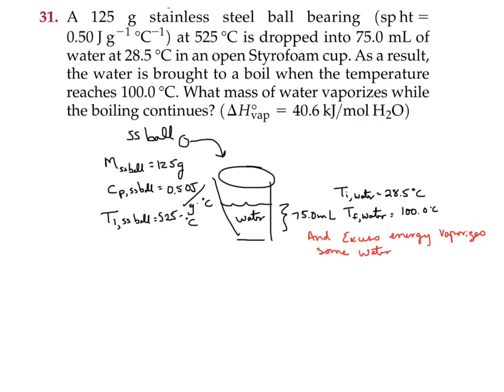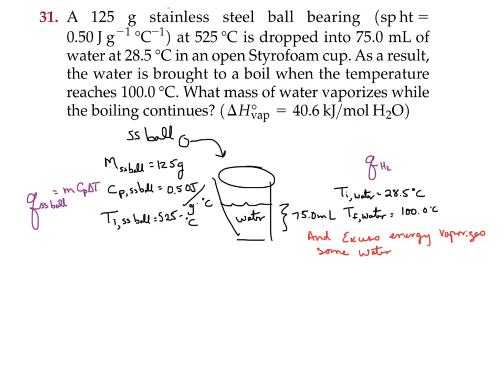Oh, wait. In red here it says, if you read the problem statement, basically the water is going to be heated, going to have more than enough heat to begin boiling. It's going to go from its initial temperature of 28.5 up to 100 degrees Celsius and begin vaporization. So your final temperature is 100 degrees Celsius. The final temperature of your stainless steel ball is also 100 degrees Celsius.